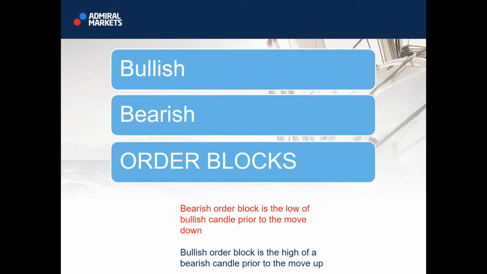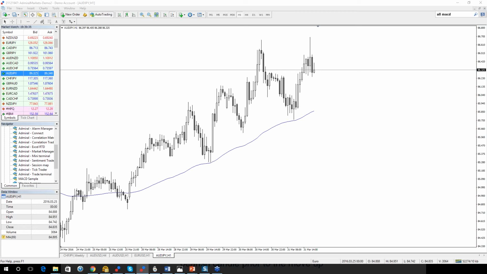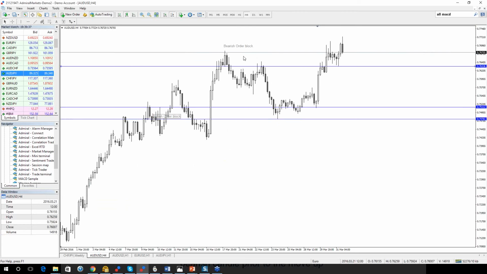So let's start with bullish and bearish order blocks. A bearish order block is the low of a bullish candle prior to the move down, and a bullish order block is the high of a bearish candle prior to the move up. And actually, I will open my chart now to show you that on our platform. So this is it. We have an Australian dollar bearish order block and an Australian dollar bullish order block.